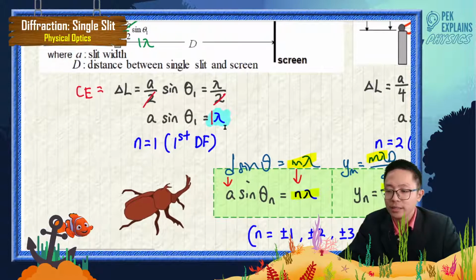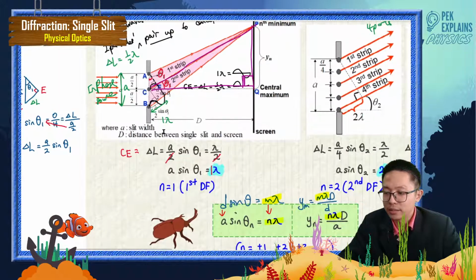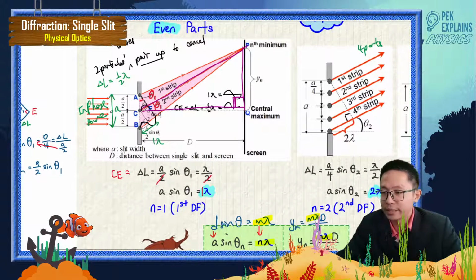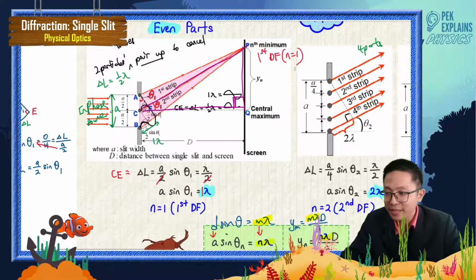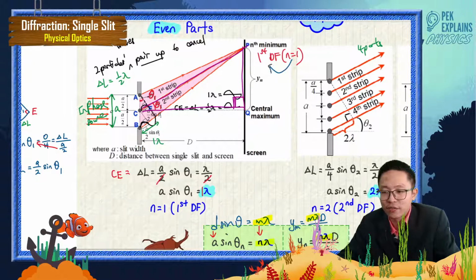So that's why A sine theta 1 equal to 1 lambda. Actually this is n lambda, so n equal to 1. You got the first dark fringe, and the order is equal to 1. That's why it follows the order. This dark fringe follows the order.